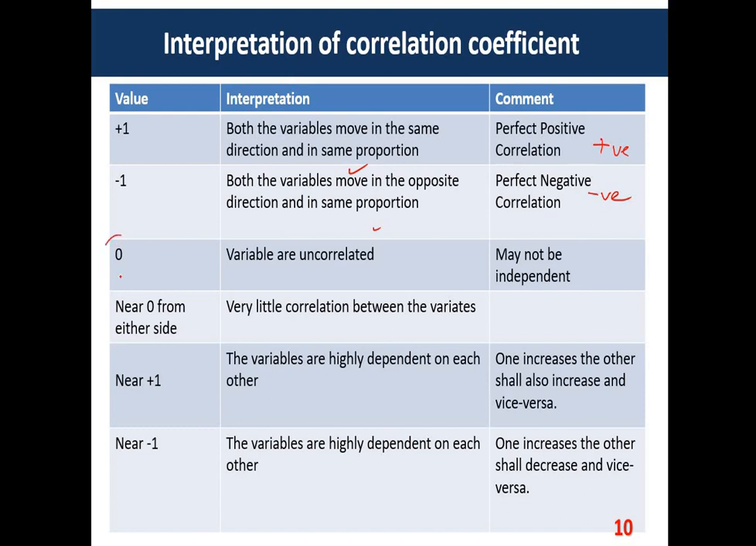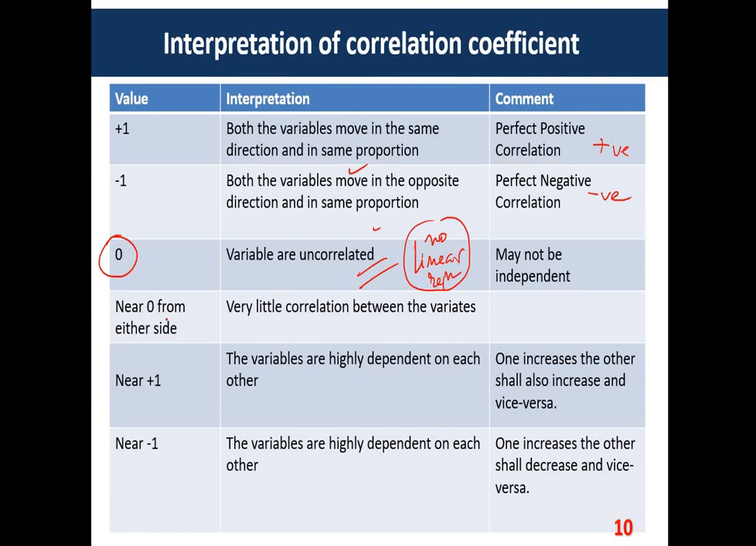Now we have a situation when the correlation is exactly 0. It means that the variables are uncorrelated. Uncorrelated means there is no existence of any type of relationship, linear relationship, no linear relation between the variables. Well, other types of relation like quadratic, cubic, etc. might be there. So you may not tell that they are independent, rather you should tell that they are uncorrelated. Uncorrelated means no linear relationship between the variables.